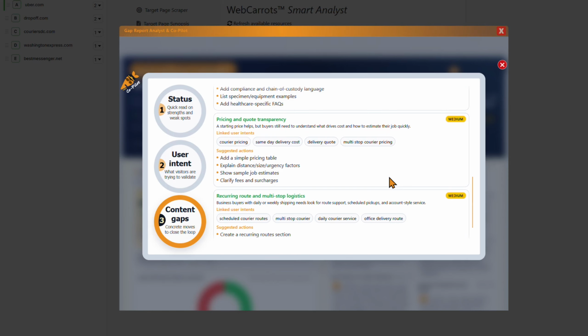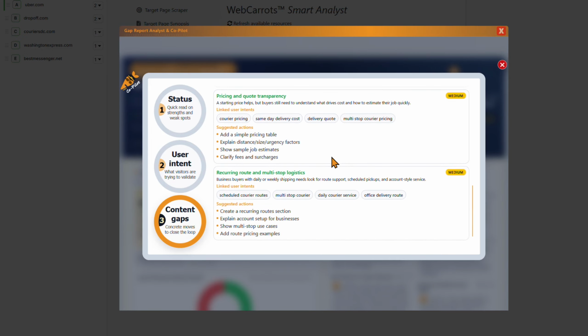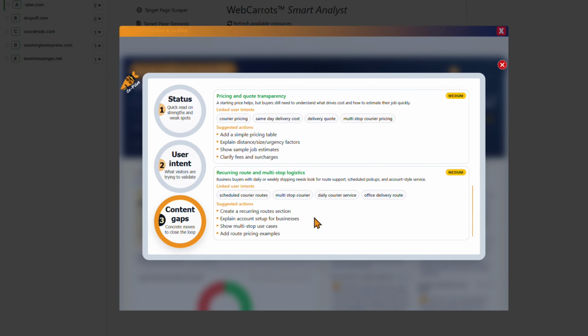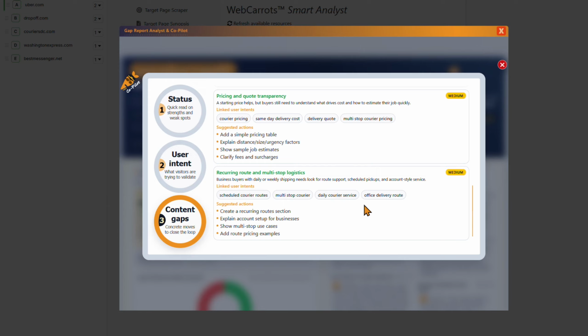A medium priority gap may be pricing and quote transparency. A starting price helps, but users also need to understand what affects the final quote, such as distance, urgency, size, timing, or multi-stop delivery. Another medium gap may be recurring route and multi-stop logistics. This is important for business buyers who need daily routes, scheduled pickups, account service, or ongoing logistics.